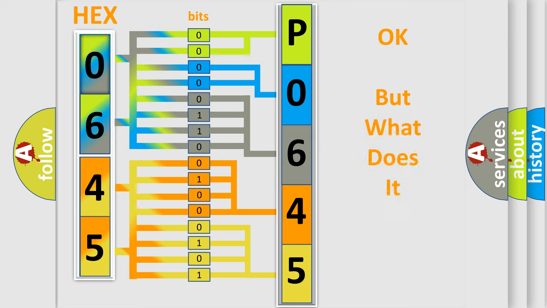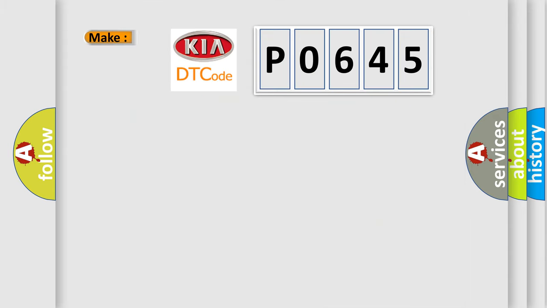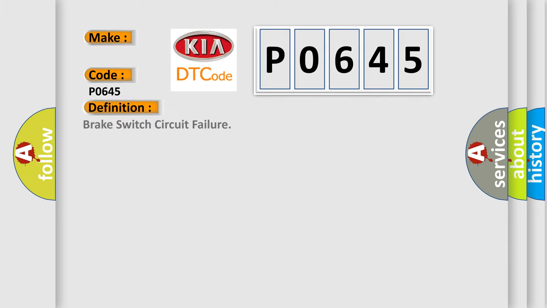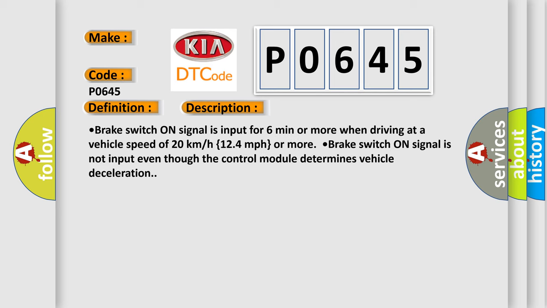The number itself does not make sense to us if we cannot assign information to what it actually expresses. So, what does the diagnostic trouble code P0645 interpret specifically for Kia car manufacturers? The basic definition is brake switch circuit failure. And now this is a short description of this DTC code. Brake switch on signal is input for 6 minutes or more when driving at a vehicle speed of 20 km per hour, 12.4 miles per hour or more. Brake switch on signal is not input even though the control module determines vehicle deceleration.